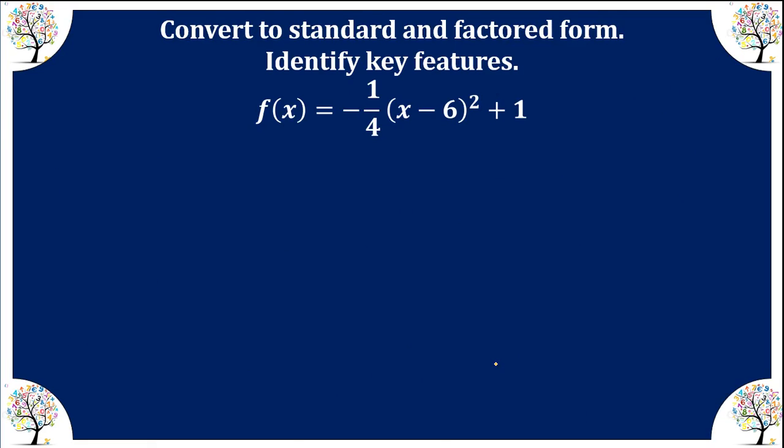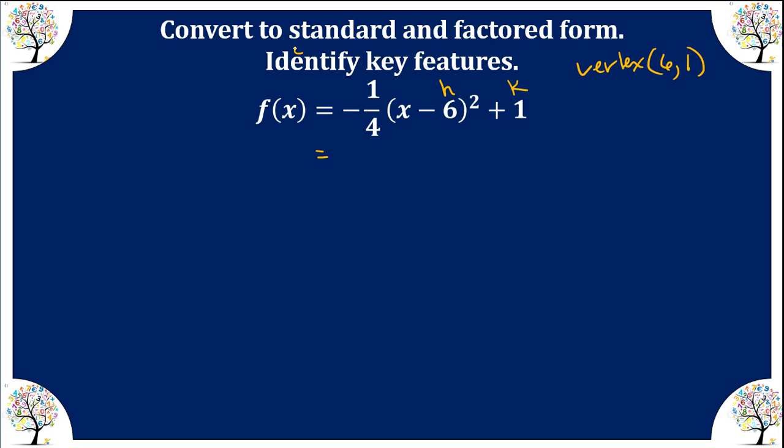Okay, this is our last one. We are given the vertex form, and we're going to convert it to standard and then to factored. So given in vertex form, we can easily identify our vertex. Remember, right here, this is h, this is k. The h value is always the opposite of what you see. The k is what it is. So our vertex is (6, 1).